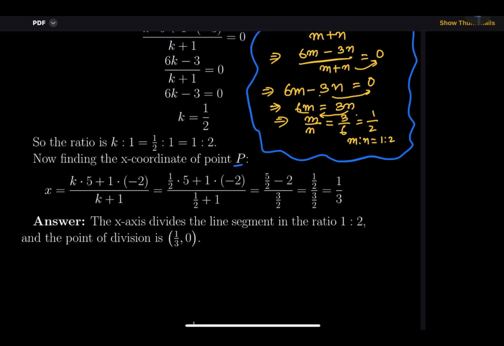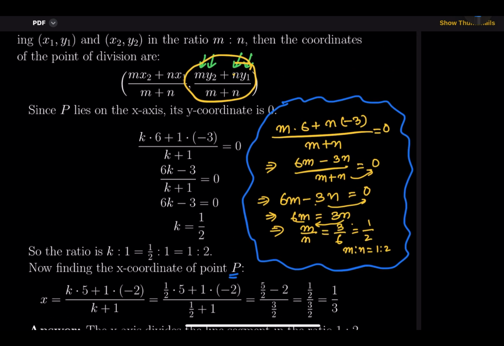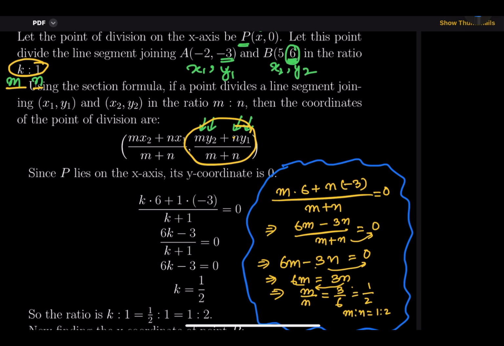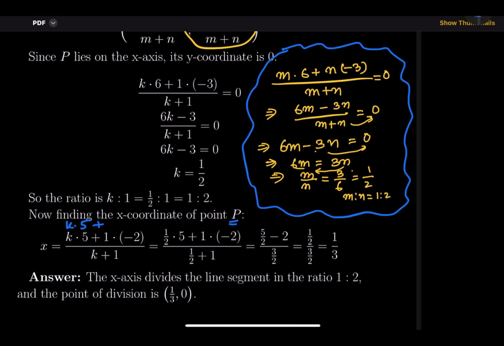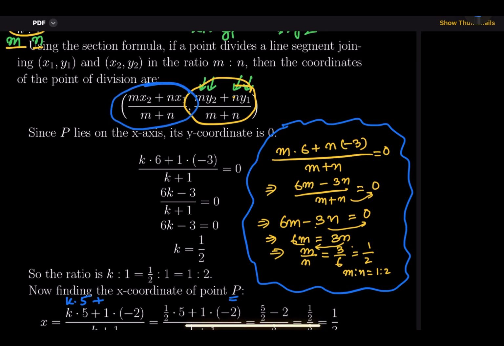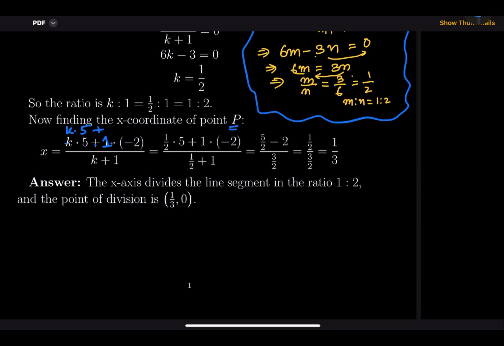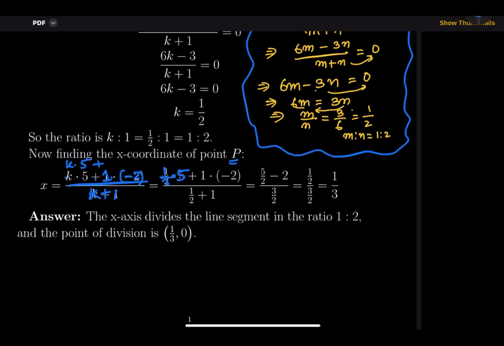Now the coordinate of the point P I can find out. How shall I find out the coordinate of the point P? Let me calculate x. It is mx2, where m is k and x2 is 5, plus nx1. I'm taking this equation: mx2 plus nx1 divided by m plus n. Mx2 plus n, I'm taking 1, times minus 2, divided by k plus 1. I got the value of k as 1 by 2.